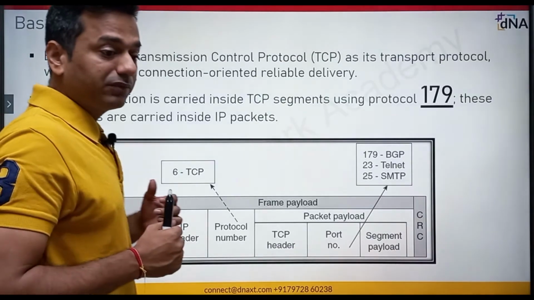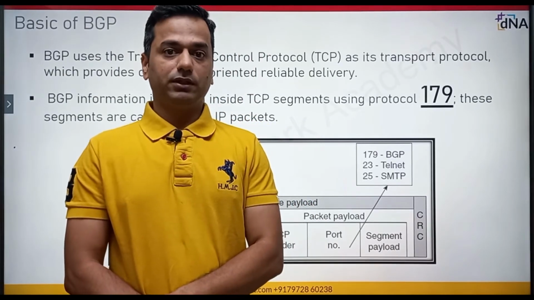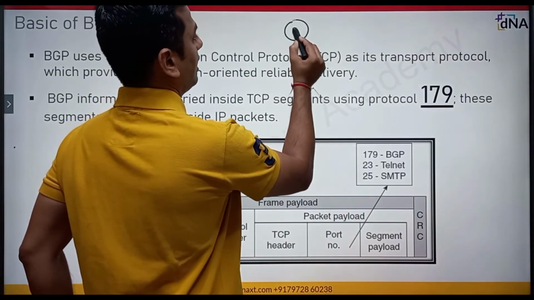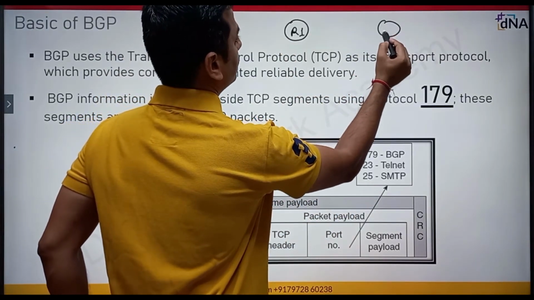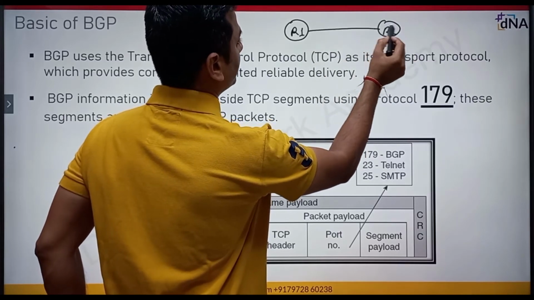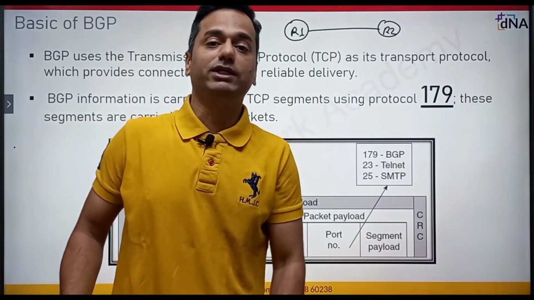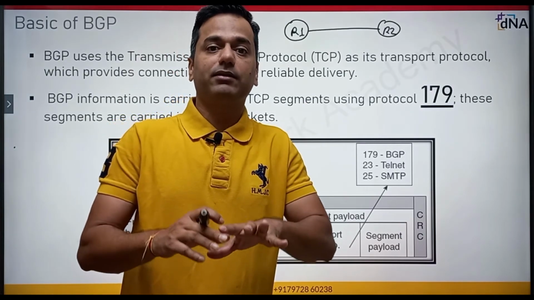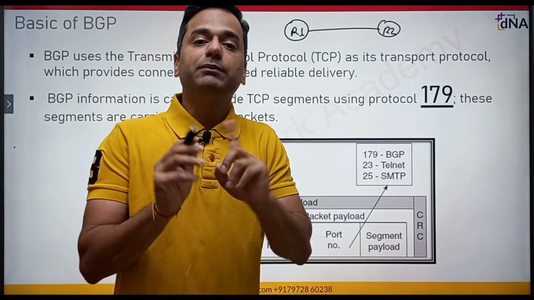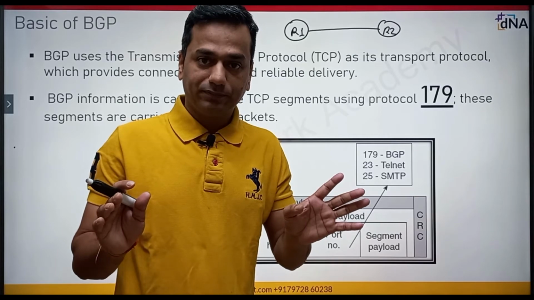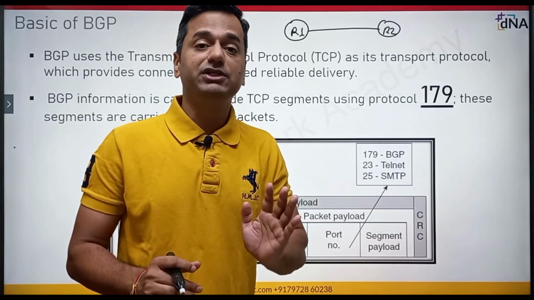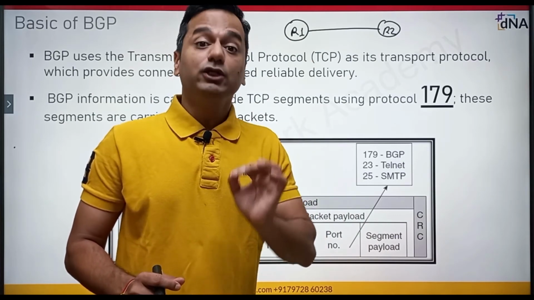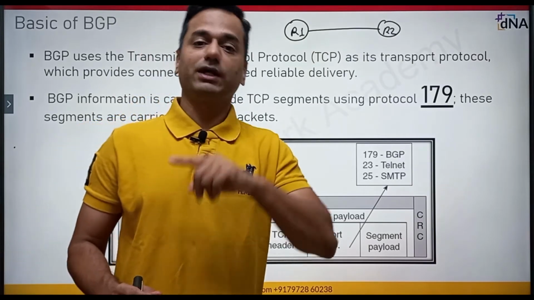Now the next is BGP. BGP is a connection-oriented protocol. Basically, if you have two routers, R1 and R2, and you would like to configure BGP between these two routers, you have to configure it manually. Like OSPF, IS-IS, and EIGRP, they discover their neighbors automatically. But BGP will not discover its neighbor automatically. Never. Even though it's a dynamic routing protocol, BGP will not discover its neighbor automatically. The administrator has to configure it manually.